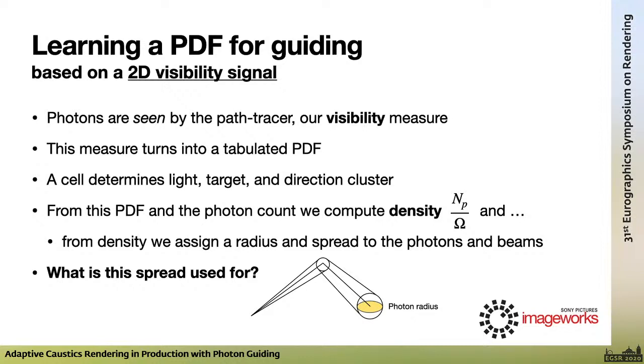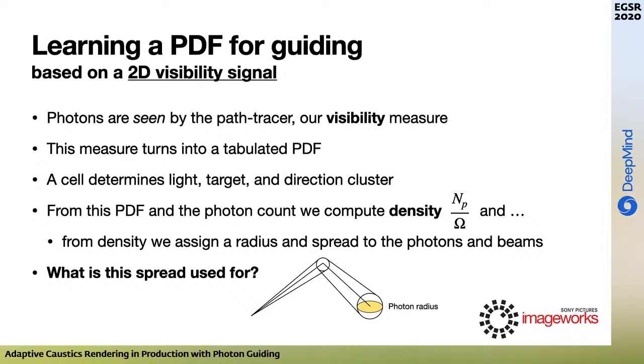So, that table will be the domain, the space over which we are going to compute the visibility, which then translates into a PDF. From the table, from the visibility signal, we construct a PDF. The PDF and the photon count are going to determine the density, in other words, the number of photons per solid angle unit, and this lets us estimate the photon spread. That's when we shoot a photon, we know how the radius grows along the path until we store the photon in the photon map, and every photon is going to have a different radius.